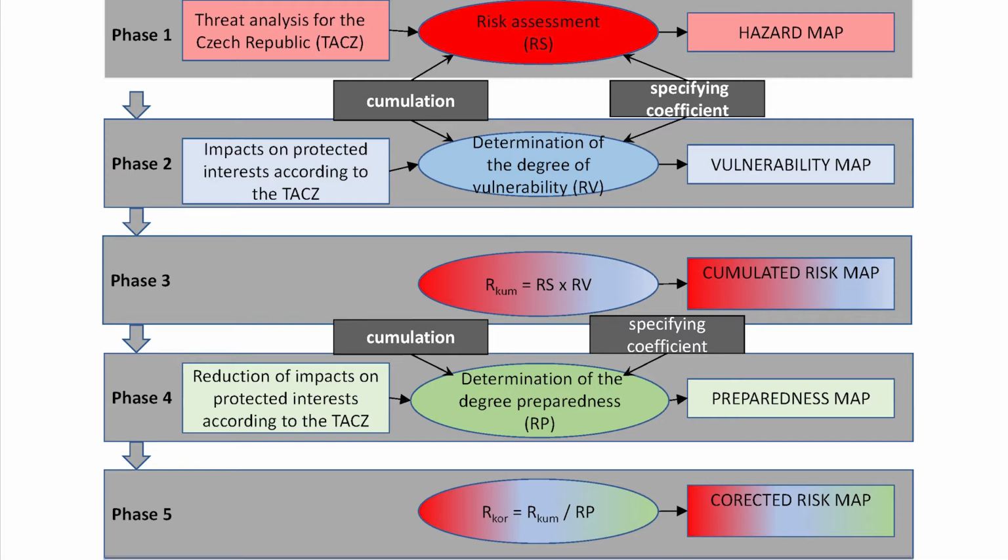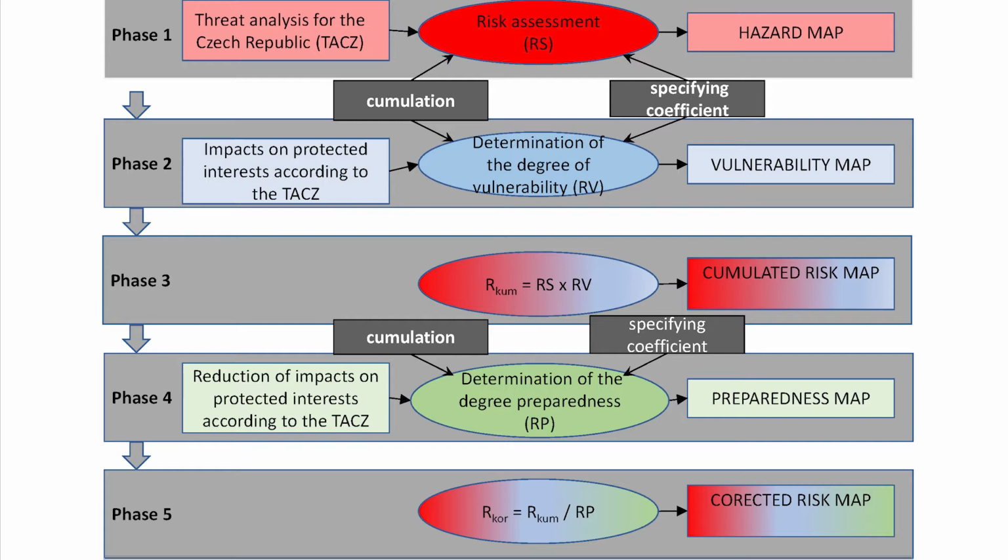We need more information, because when you look at the map of the territory, we don't have only one object. We have more objects in the territory. A specific coefficient is a very interesting point for the assessment of the risk. Next is the vulnerability map. And when you put together the hazard map and vulnerability map, we have the accumulated risk map.